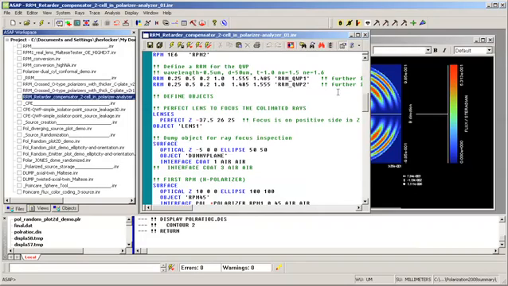Another model we like to look at is a retarder with retarding compensators, and that retarding compensator stack is used to make the off-state performance of a liquid crystal cell, for example, as low as possible.